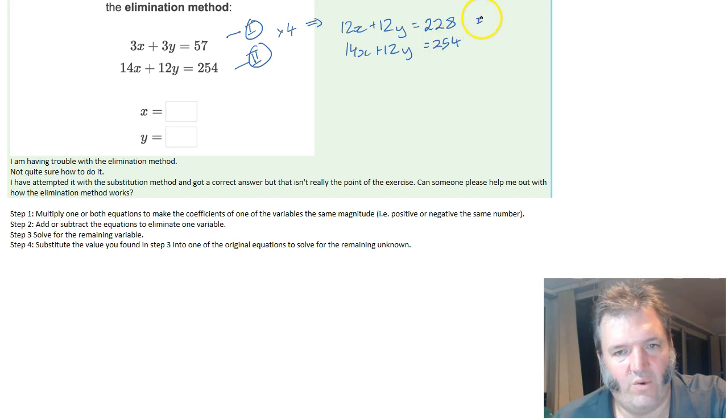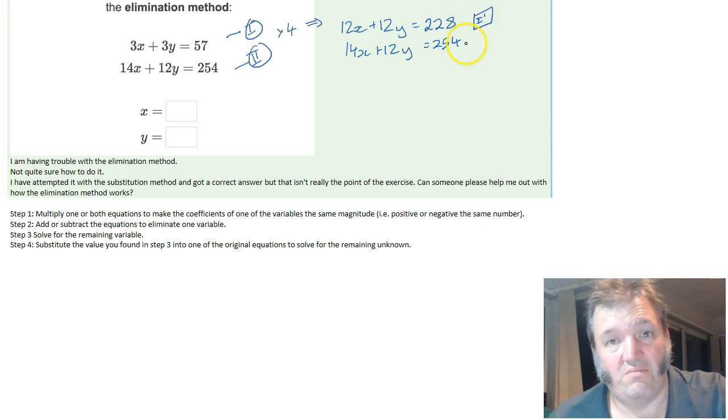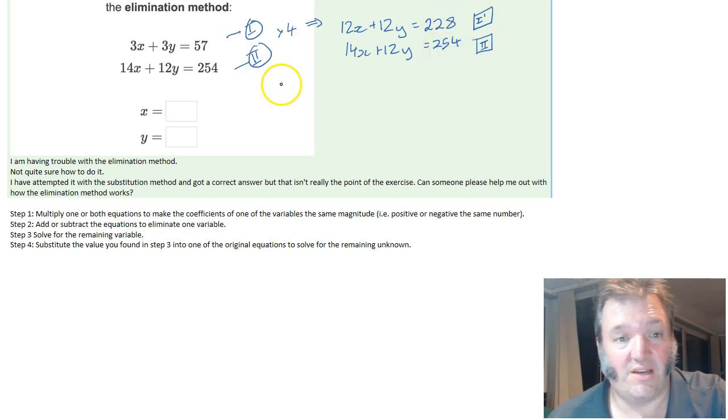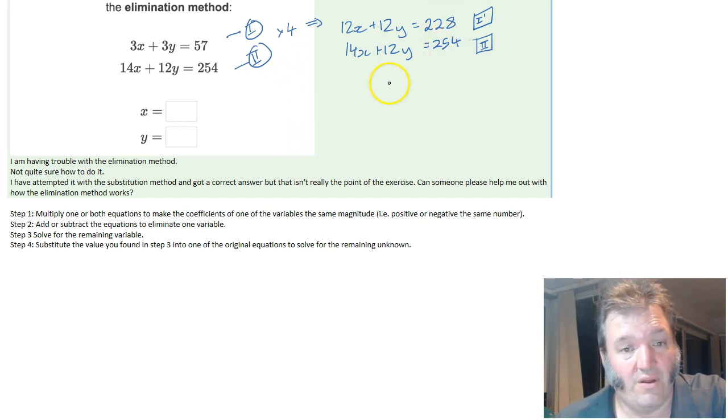So I'm going to call this 1 prime, little dash afterwards. Americans call it prime. It actually works pretty well. It's a good way to distinguish. It's just a different version of 1, so the prime just indicates it's still equation 1, but I've just rearranged it or done something to it in some way. In this case, multiplied it by 4.